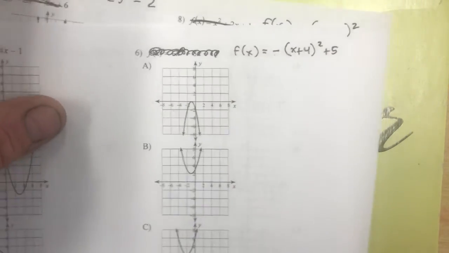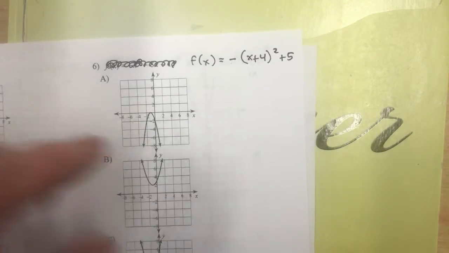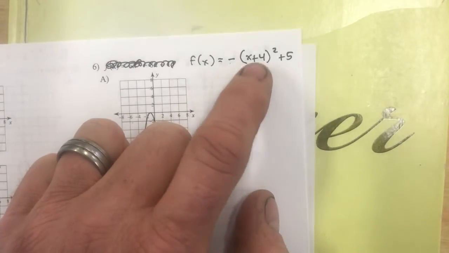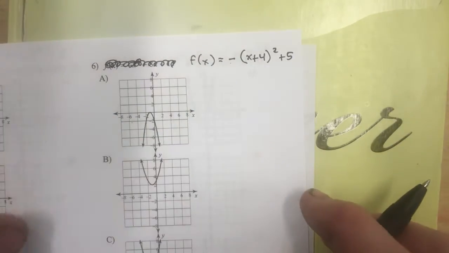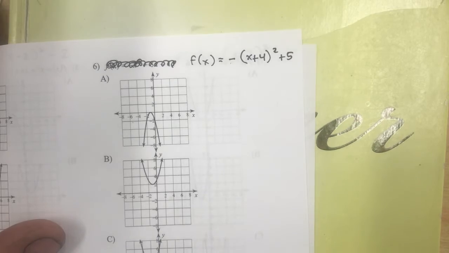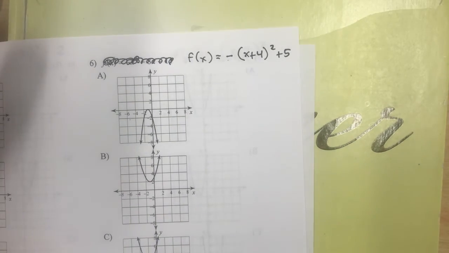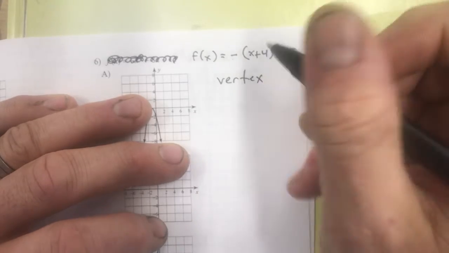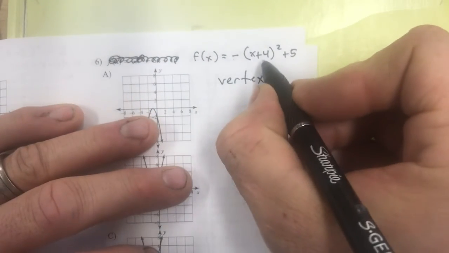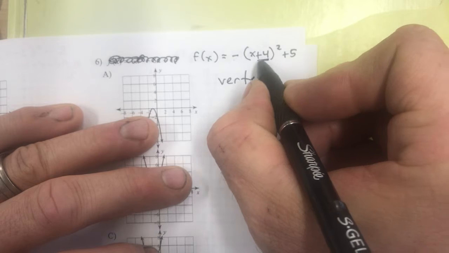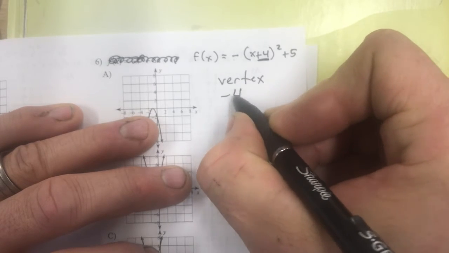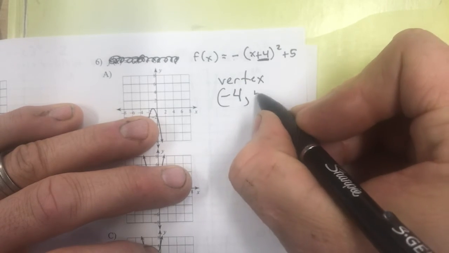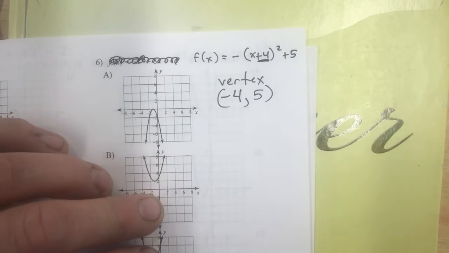All right, we'll go on to a different form. This is vertex form now. In vertex form, these are a little bit easier because you can tell what the vertex is right off. You don't have to do the negative b over 2a thing. Here's my vertex right there. It's the opposite of that value for x, so it's going to be negative 4, and then I got positive 5. There's my vertex.